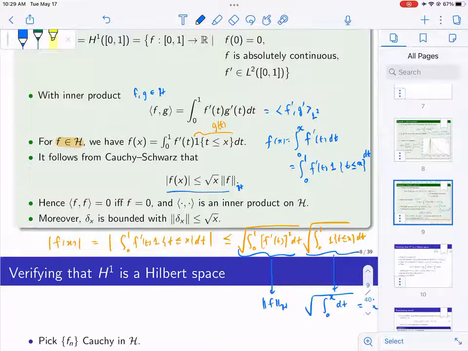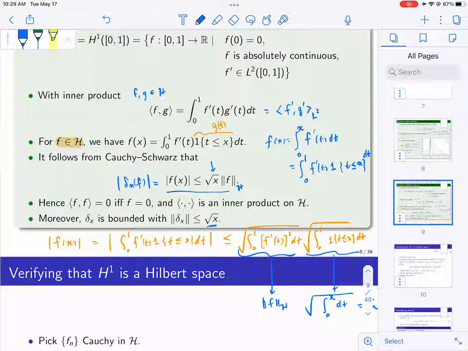So this holds for every x. This shows that the evaluation functional is bounded, and this is nothing but δₓ applied to f. So this is showing that the evaluation functional is bounded and the norm is at most root x. Whatever constant there is, that's the norm.